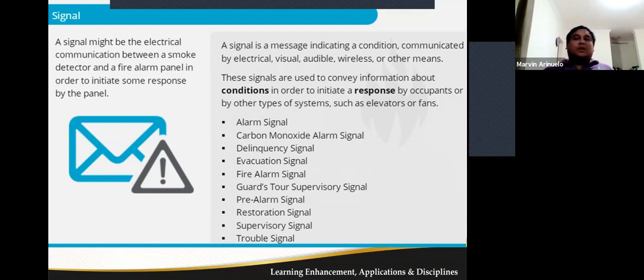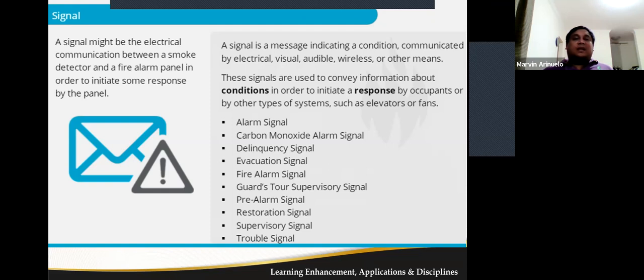The signals are used to convey information about a condition to initiate a response by the occupants or by other types of systems, such as elevator or fan. So meaning your elevator or fan is also integrated or interfaced with the fire alarm. If it is integrated with the fire alarm, normally the elevator will go to the ground floor most of the time, if this is the most practical means of egress, and normally the fan will shut off, especially the ones connected to the air conditioning system, like a fan coil unit, normally it will turn off.